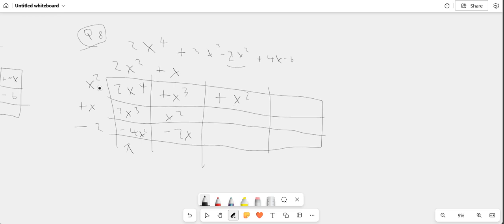How many x squares go into x squared? Just 1, so plus 1 there. Times 1 by x, you get x. Times 1 by minus 2, you get minus 2. So we've got minus 2x plus x, that's minus 1x. How do you get from minus 1x to 4x? You're going to have to add another 5x. So add 5x to that over there.